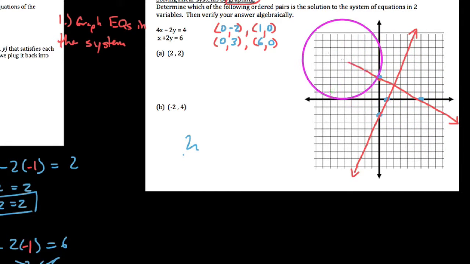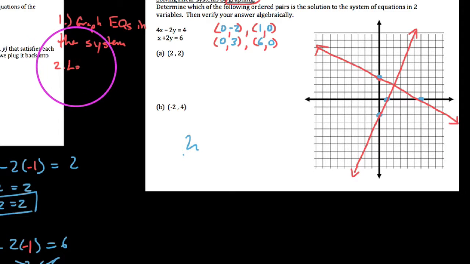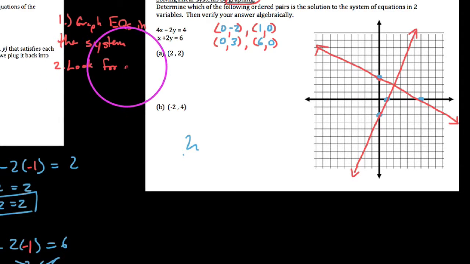So 6, 0 on our x-axis, and then 0, 1, 2, 3 up here, and we'll sketch this in as nicely as we possibly can. Our first step there was just to sketch the lines. Now our next step, number 2, is basically this: look for any point of intersection.